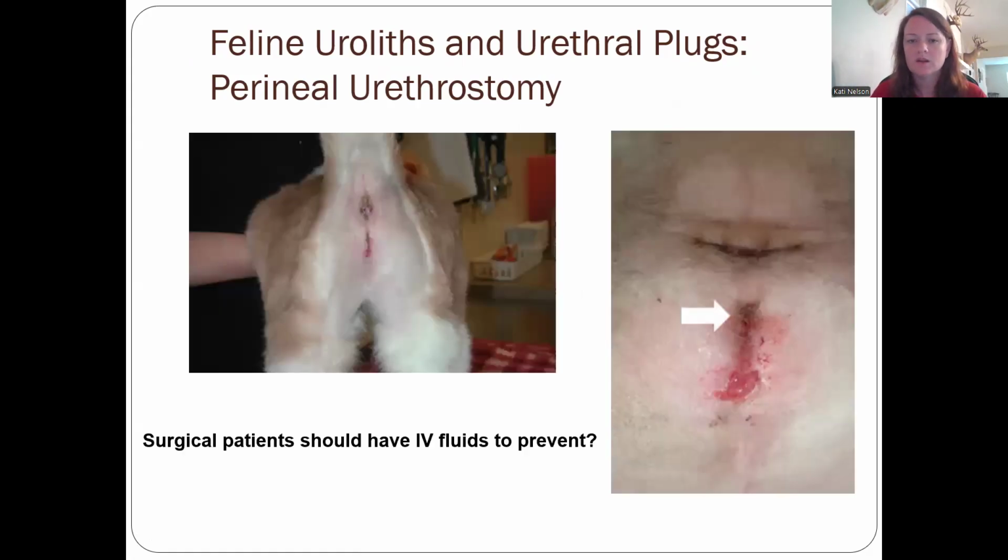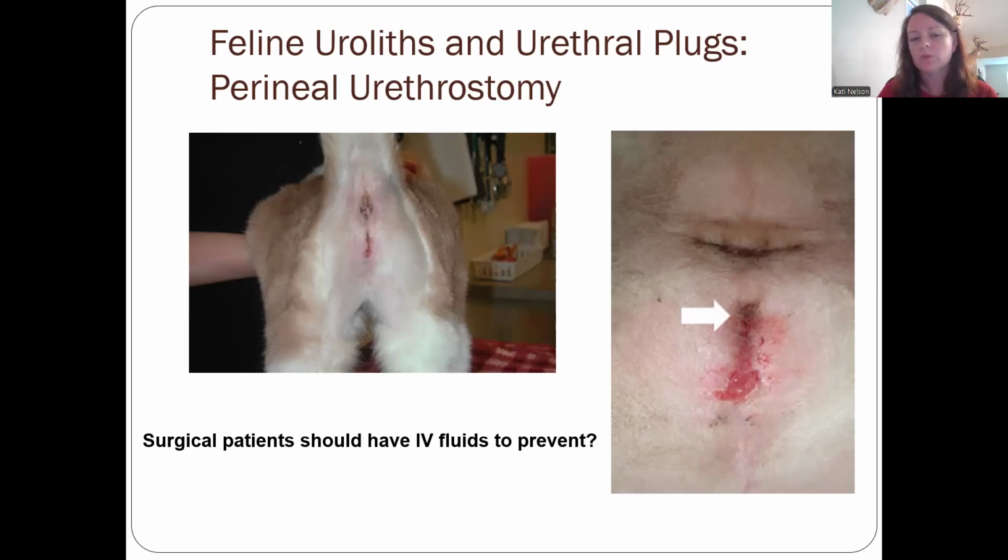So again, this is what it'll look like afterwards. And usually they don't respond negatively to this because they were so uncomfortable prior. They're just able to urinate now, and they'll usually place a urinary catheter and leave it in place for at least 3 days afterwards, just to make sure that they're passing urine.